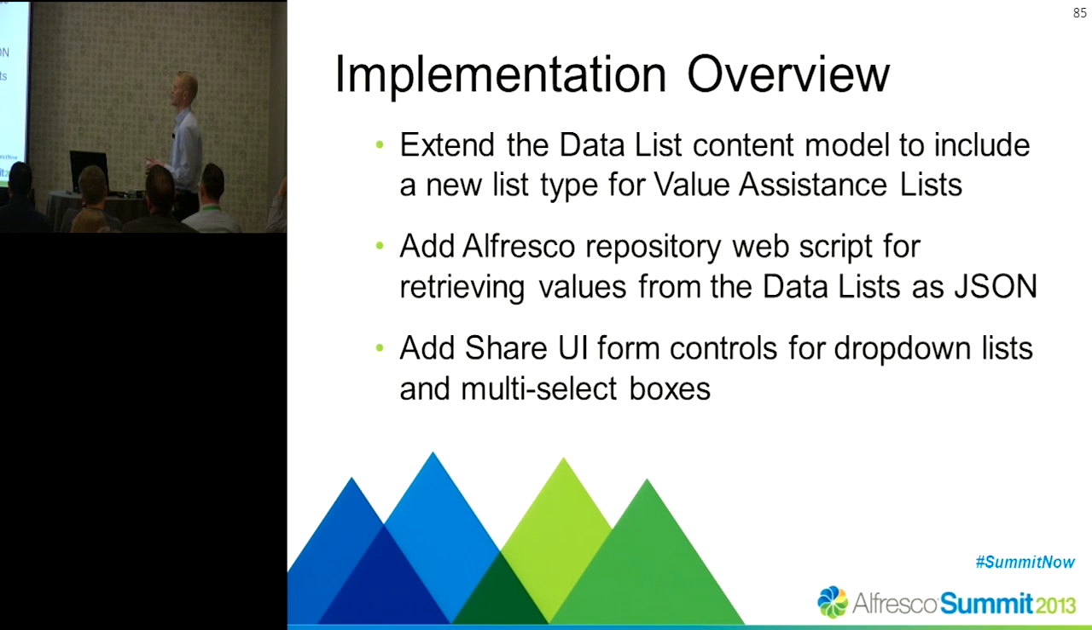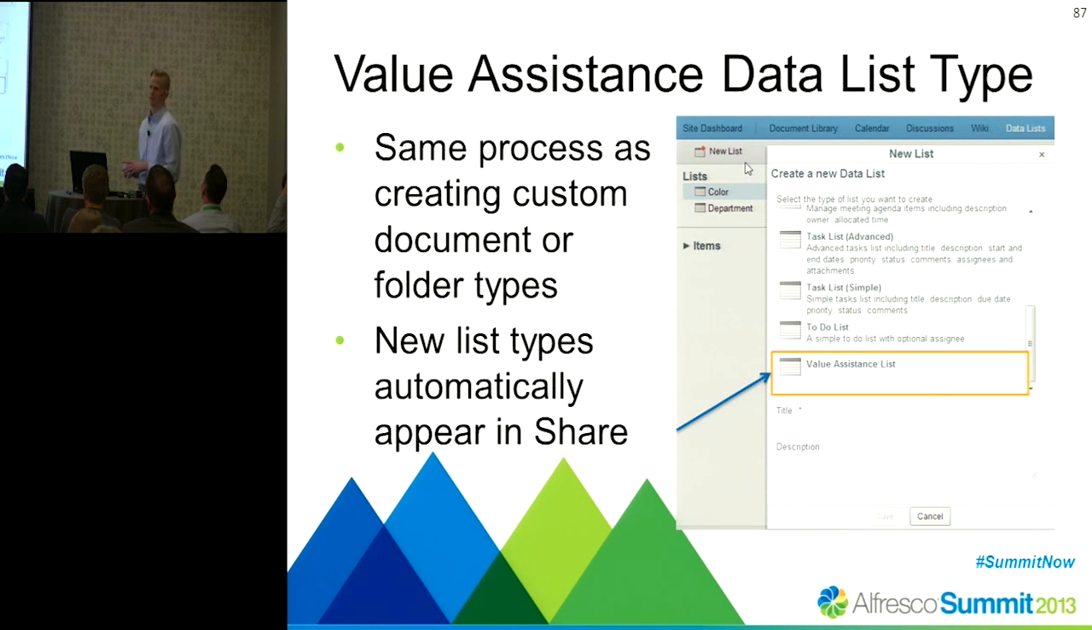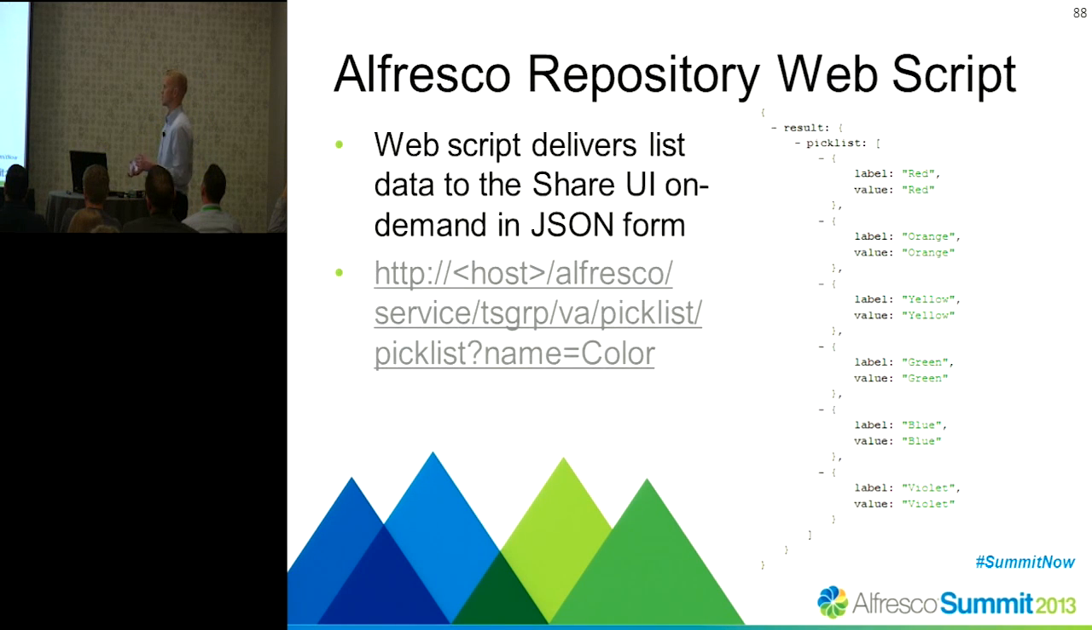I've been developing Alfresco customizations for a while, so when I say simple, simple for me. I had to extend the Datalist content model to include a new type of list for my constraint list. I also had to create a repository-level web script that basically returned all the values in my data list via JSON. And I had to create a Share control for the user interface to actually consume the JSON. So here's a quick example. It's really easy to actually create your own custom type of data list. I didn't know that until I actually tried to do this.